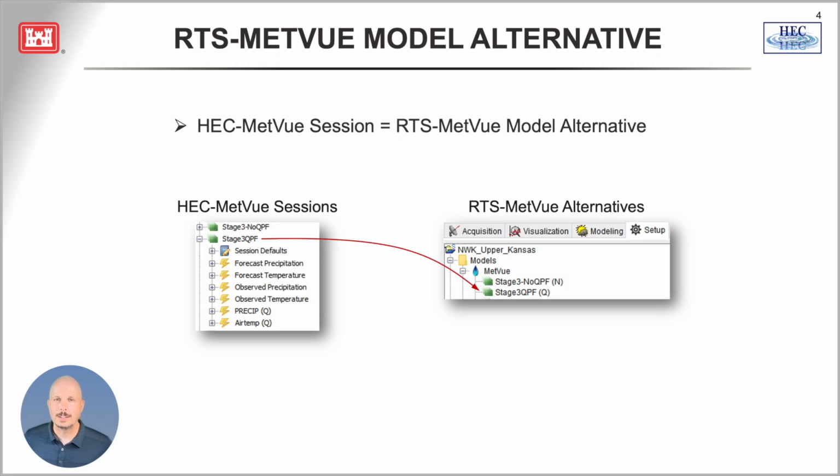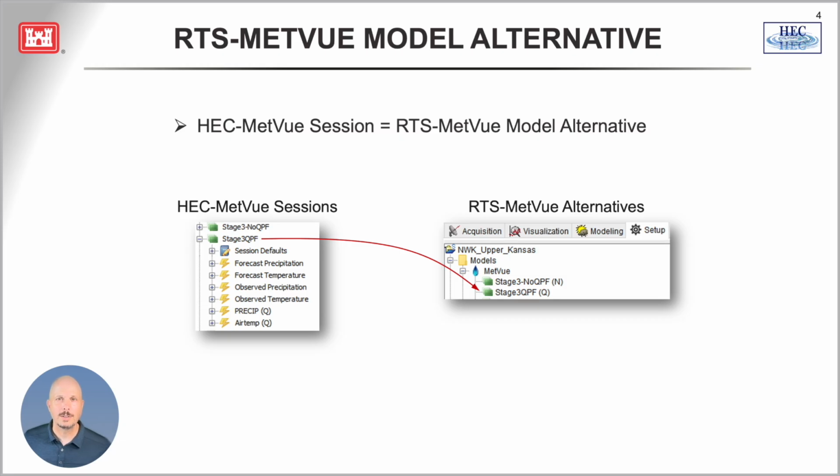When we look at the RTS-MetVue model alternative editor in a bit, you will see how the settings are done to identify an output dataset that combines observed and forecast inputs. And MetVue will automatically generate and compute output map windows to display the combined observation and forecast, like the precip and air temp output map windows with the alternative key of Q, shown in the example image on the left.